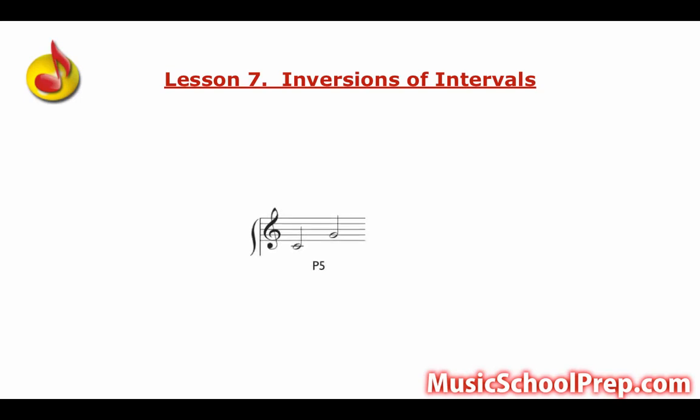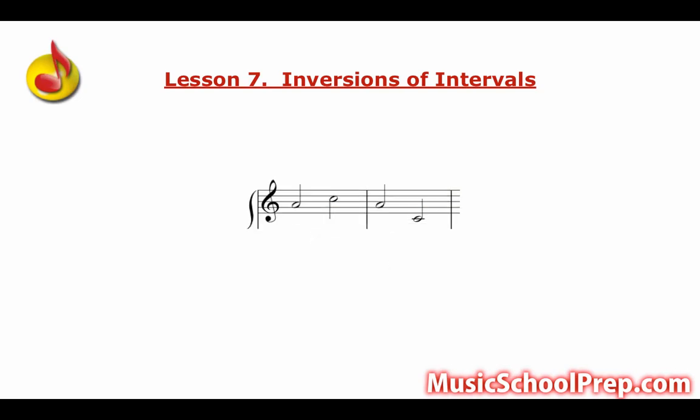Here we have an interval of a perfect fifth between a C and a G. Now we are going to move this C up one octave and leave the G where it is at. This is an inversion. When doing this, notice that the pitch names are the same, but the interval has changed. Here we actually have a perfect fourth.